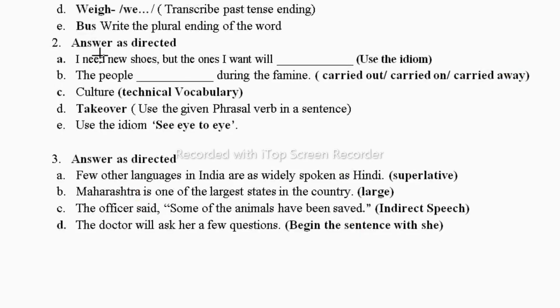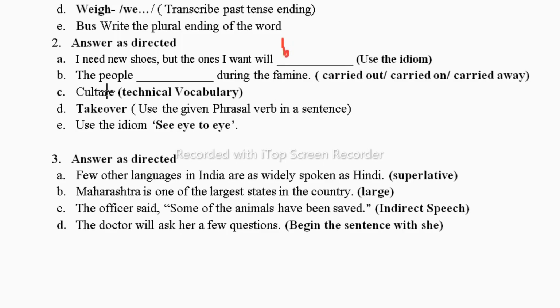Now here the second question, again answer as directed. "I need new shoes but the one I want will dash." Here you need to use an idiom. In the same way you would get it in the exam. You won't get the same question but the pattern would be the same. So here you need to write a suitable idiom. The ones I want will break the bank. That means something is very costly, very expensive, break the bank.